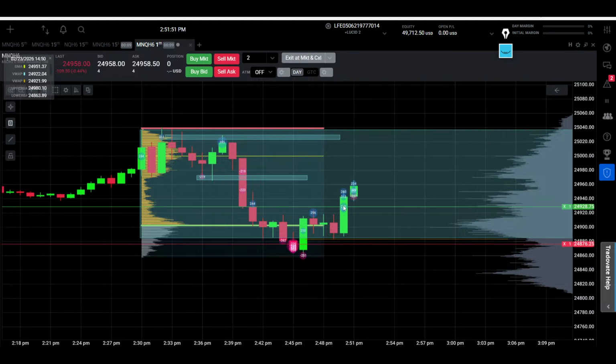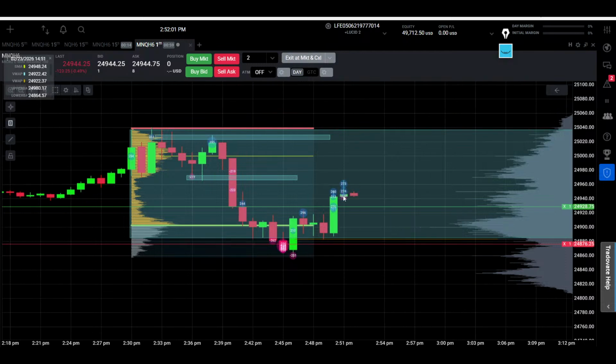You see, this is a momentum trade. It would be good to enter here when these bubbles appear, but not within the value area. It would be better outside. When this happens within the value area, you just do your limit orders.